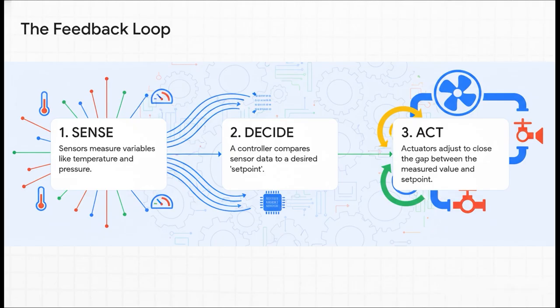So imagine your server load suddenly skyrockets. The CDU senses that the coolant temperature is rising. The controller then decides this is way above its target set point, and instantly it acts. It tells a valve to open up a little wider or a pump to spin a little faster, bringing that temperature right back in line. This simple loop is the entire foundation of its autonomous operation.